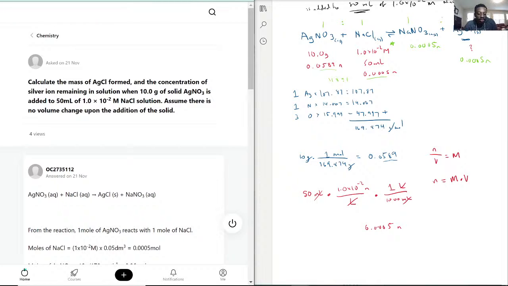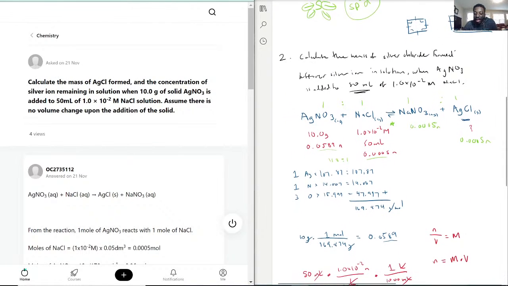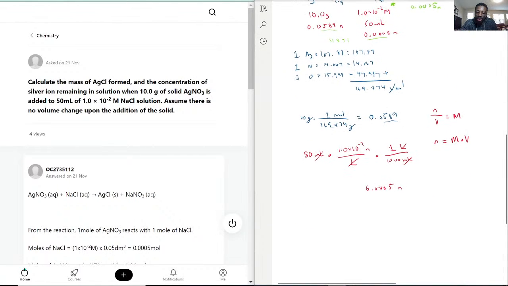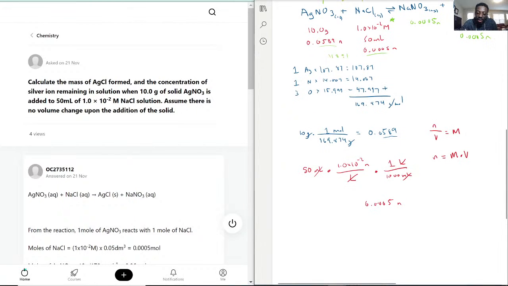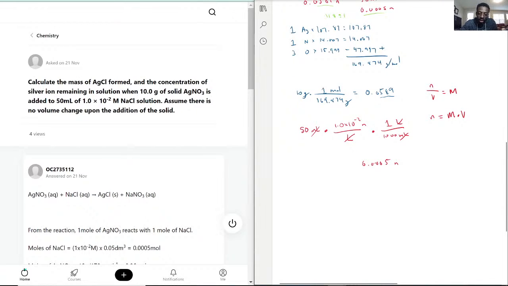So now that we've done that, it's asking us to calculate the mass of silver chloride formed. Now we know the amount of moles of silver chloride formed. We need to know now the mass. So for that, you need to know the molar mass of this compound. So we have 1 silver, 107.87, and 1 chloride, which is 35.45.